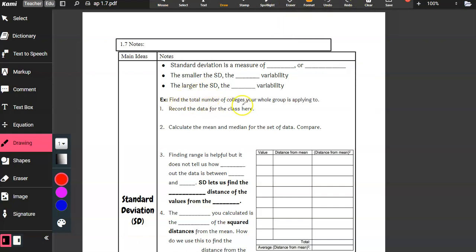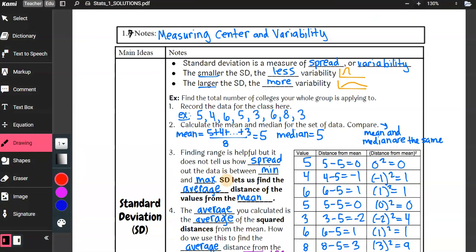It says find the total number of colleges your whole group is applying to. So me asking you how many different colleges do you think you're going to apply for? So we're just going to go with a random preset set of data right here, and then we'll talk through the values here, okay?